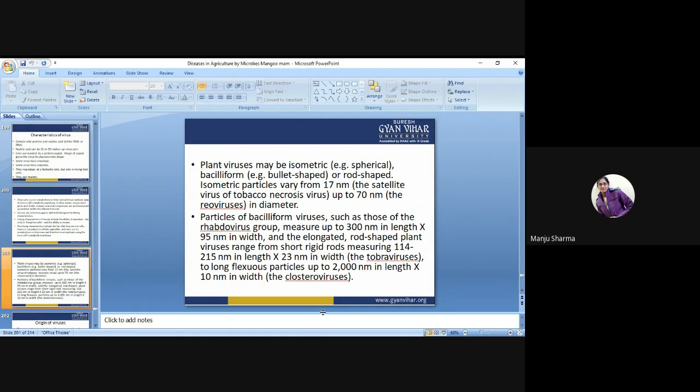Particles of bacilliform viruses, such as those of the rhabdovirus group, measure up to 300 nanometers in length by 95 nanometers in width. The elongated rod-shaped plant viruses range from short rigid rods measuring 114 to 215 nanometers in length by 23 nanometers in width, the tobamoviruses, to long flexuous particles up to 2000 nanometers in length by 10 nanometers in width, the closteroviruses.